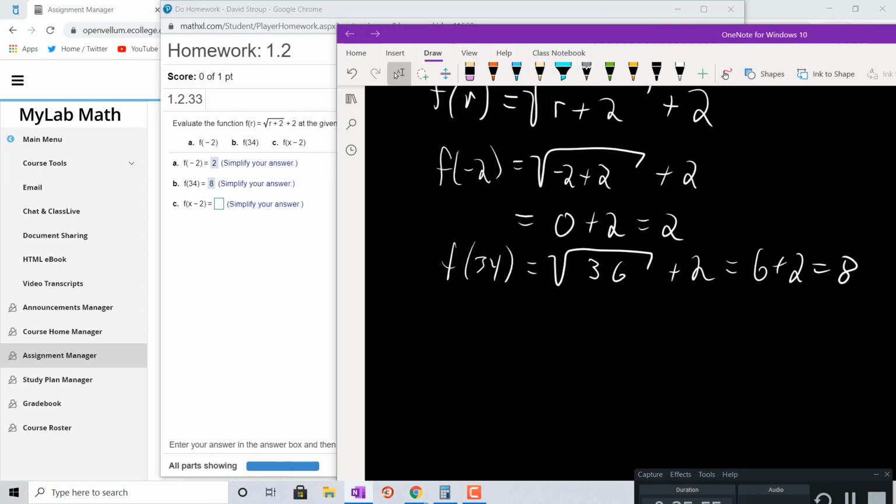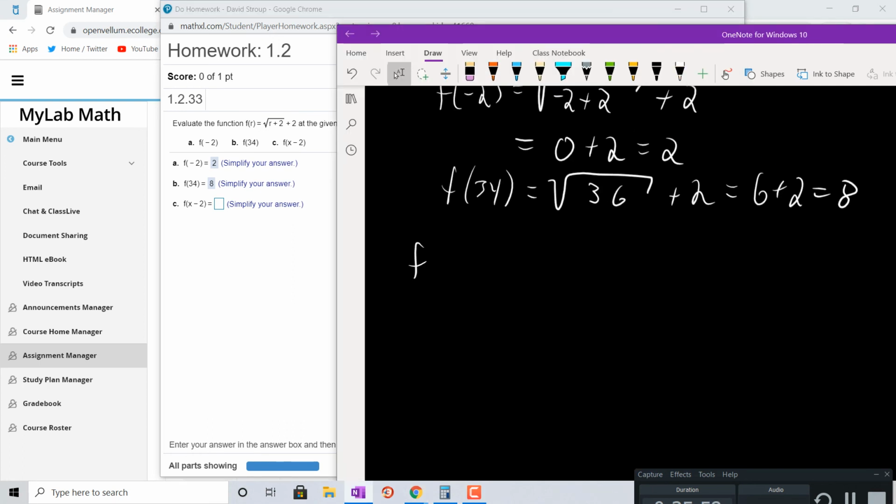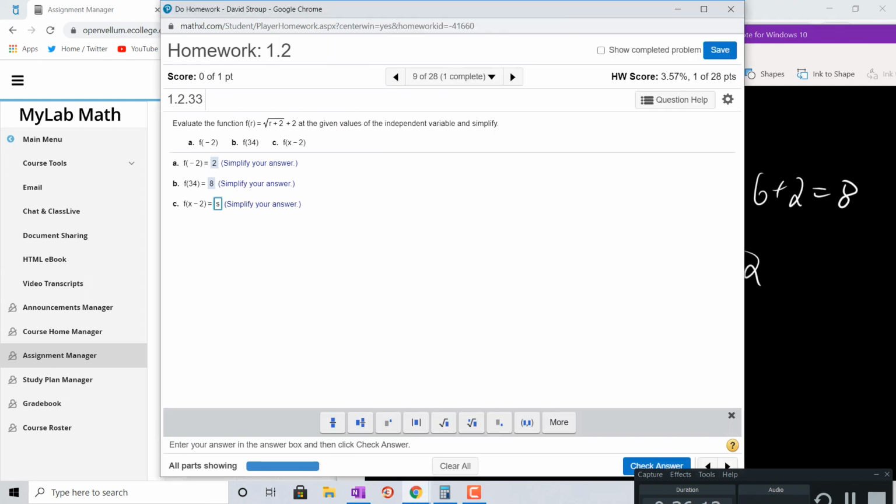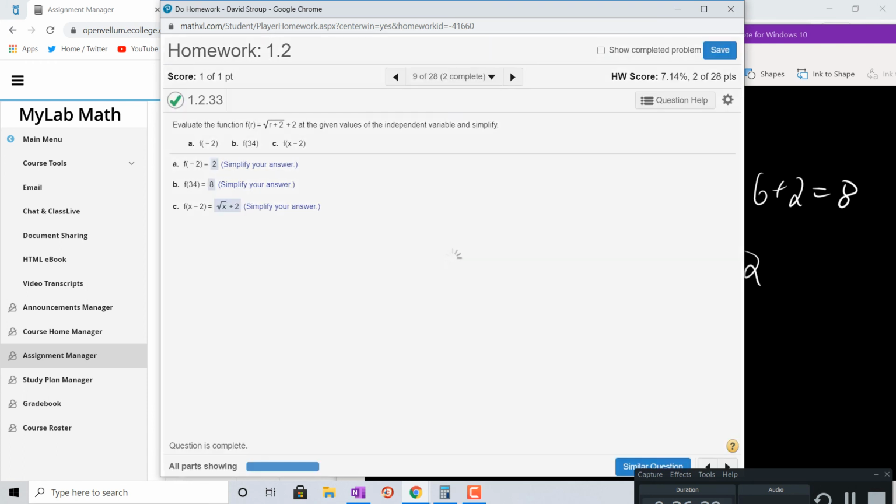And then put in x minus 2. So we have f of x minus 2. That will be the square root of x minus 2 plus 2 plus 2. And that will be the square root of x plus 2. And then there's no more like terms, so we're kind of done. It's not letting me do this. I have to actually hit the button. Square root of x, and then arrow out of that, and plus 2. And it's simplified, so next question.